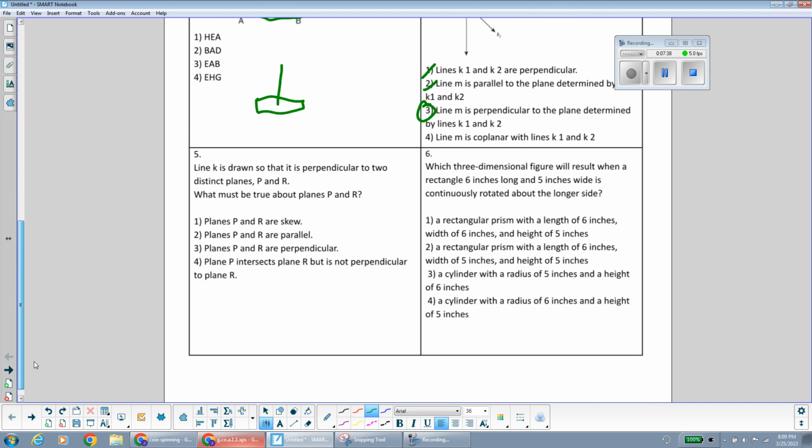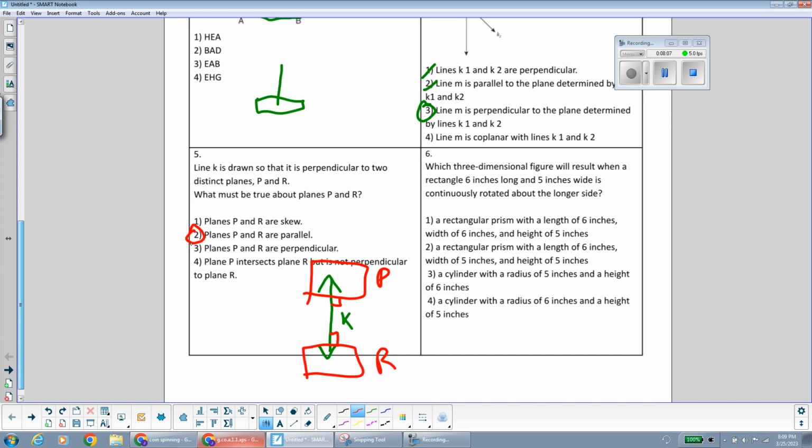Okay. Line K is drawn so that it is perpendicular to two distinct planes, P and R. So here's my line K, and it's perpendicular to plane P, and it's also perpendicular to plane R. What must be true about planes P and R? If line K is perpendicular to both planes P and R, then planes P and R have to be parallel. And hopefully my picture illustrated that.